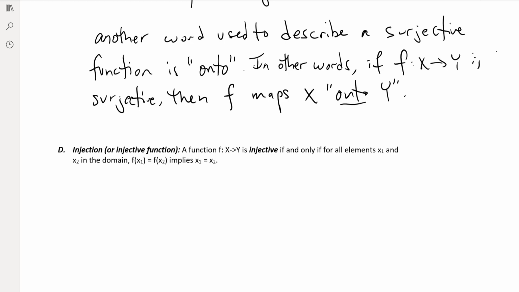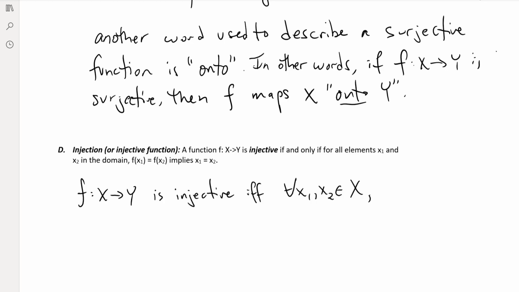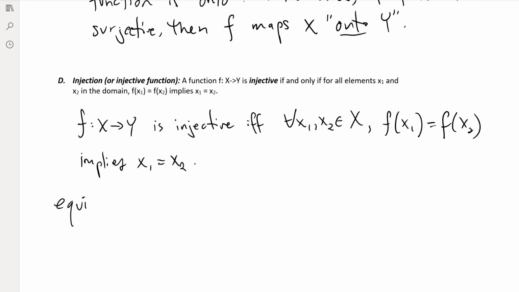Writing that in symbolic form, f from x to y is injective if and only if for all x1 and x2 in the set x, f at x1 equal to f at x2 implies x1 equal x2. Let me write the equivalent contrapositive.